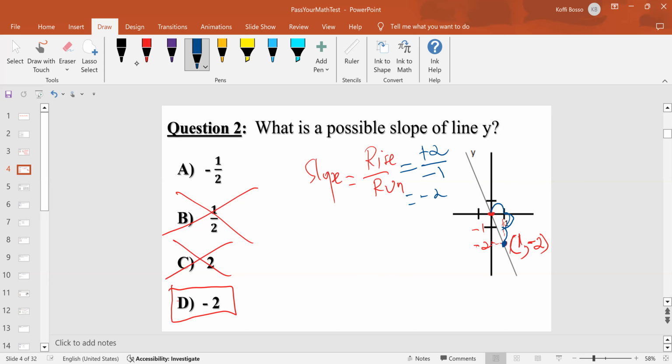Or even if you try to move from the red point to the blue point, from the red point you have to move down 2. So 1, 2, which is that down 2 means -2. And from there, you move right once, means +1. And that gives the same -2. The reason D is the correct choice.